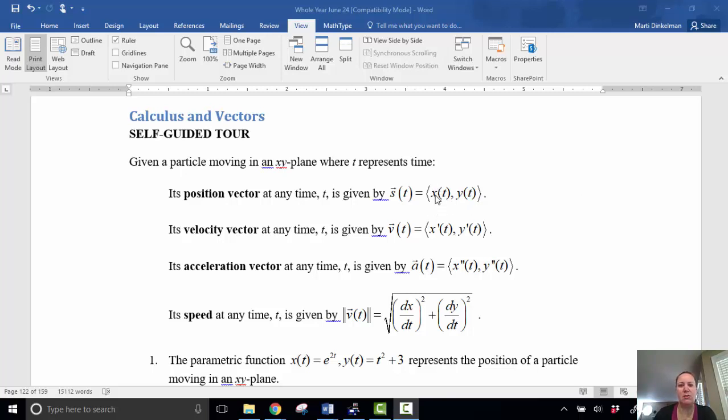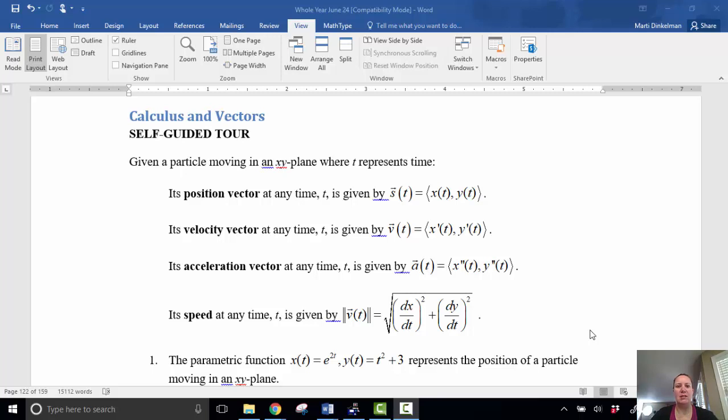But if we have a vector that represents a position, so an x of t, y of t, then we need to know how to find the velocity vector, which is just the derivative of both components, and you leave it just like that. And then the acceleration vector, or that second derivative of that. And again, just leave those alone. And then this might be new.